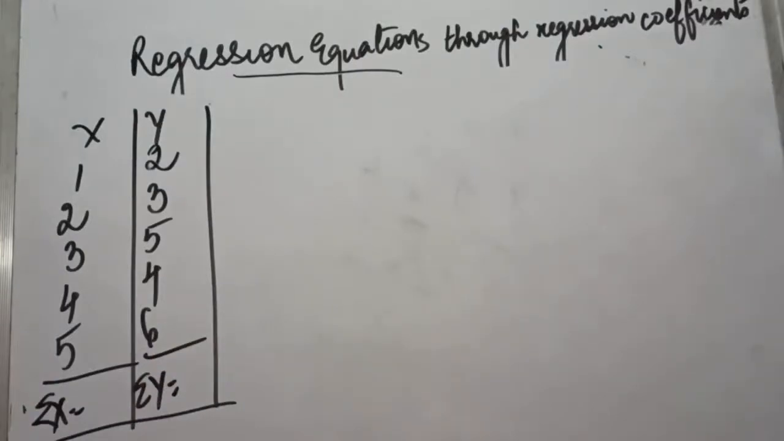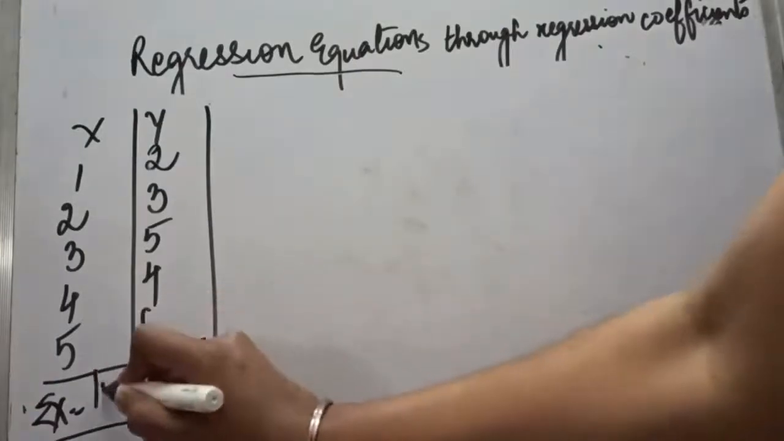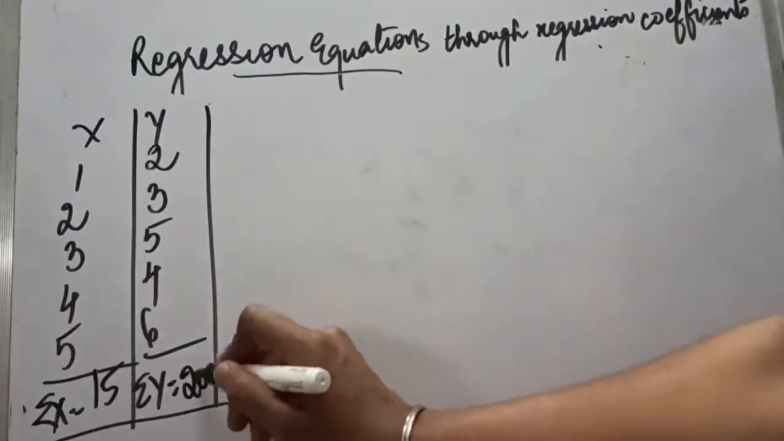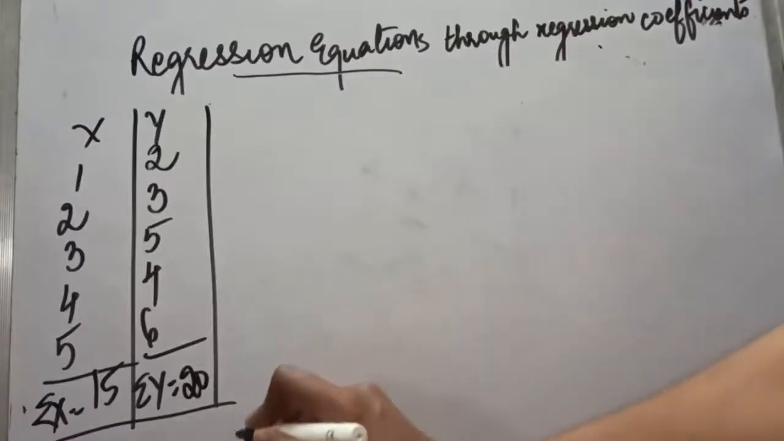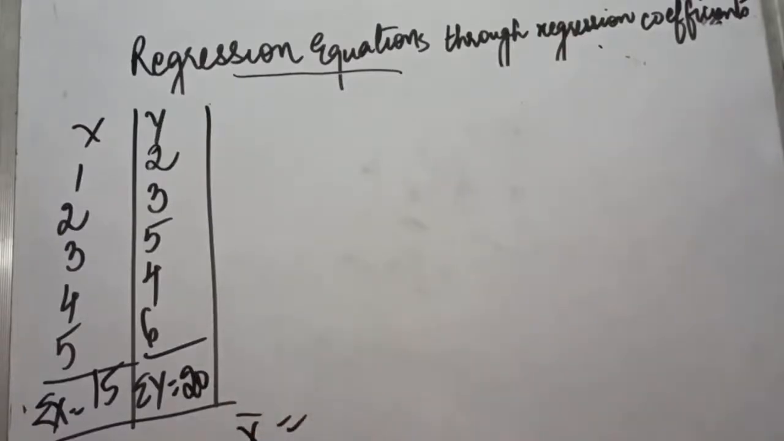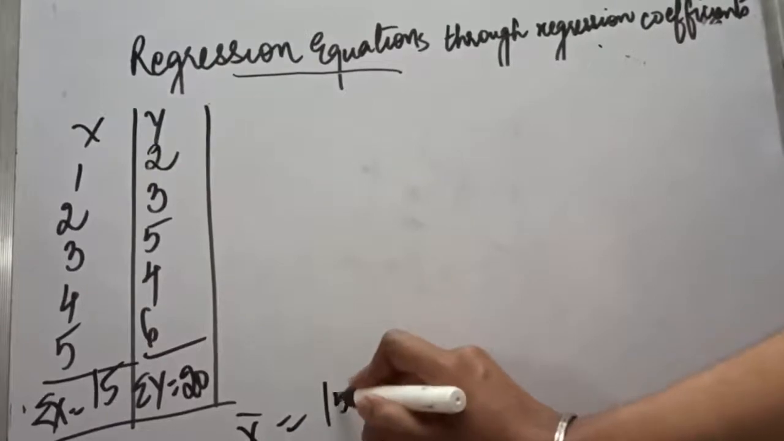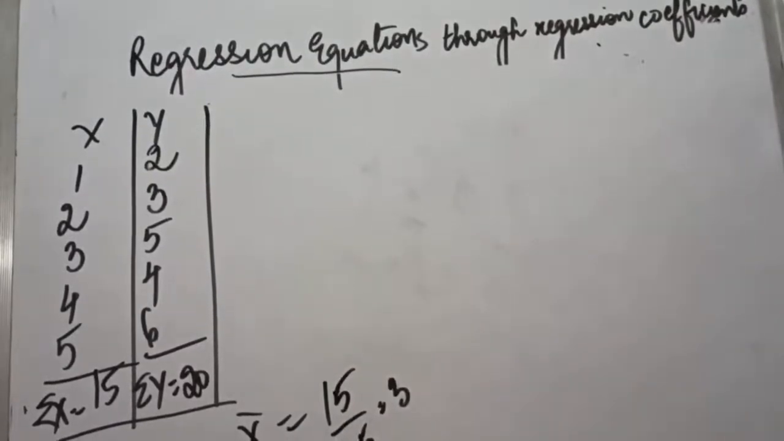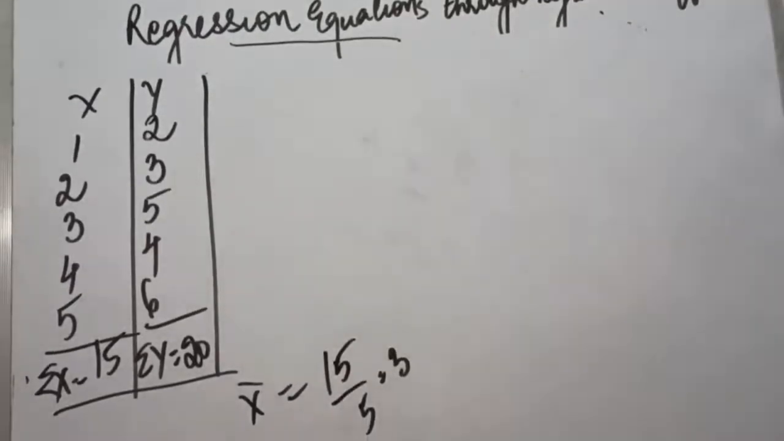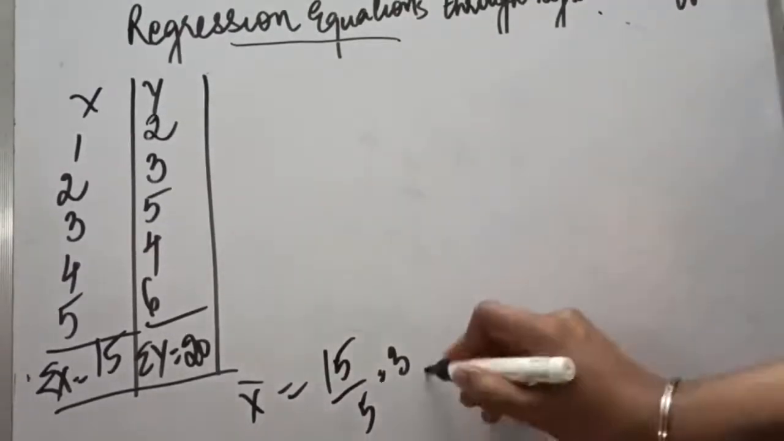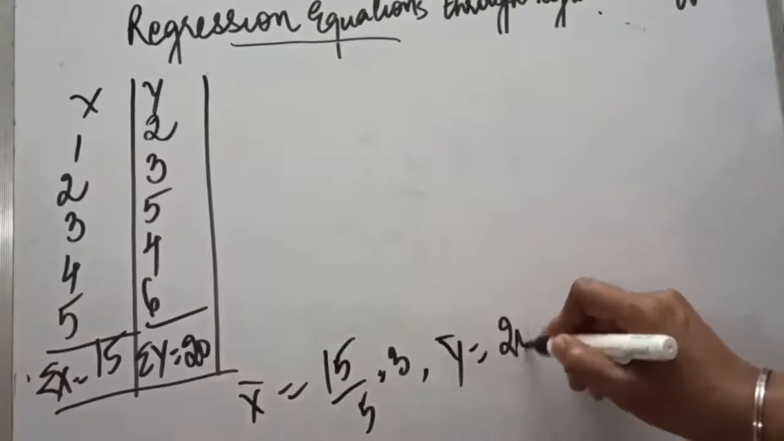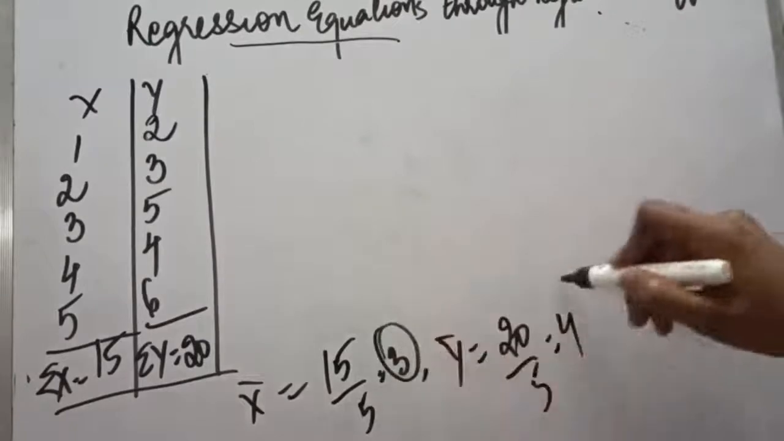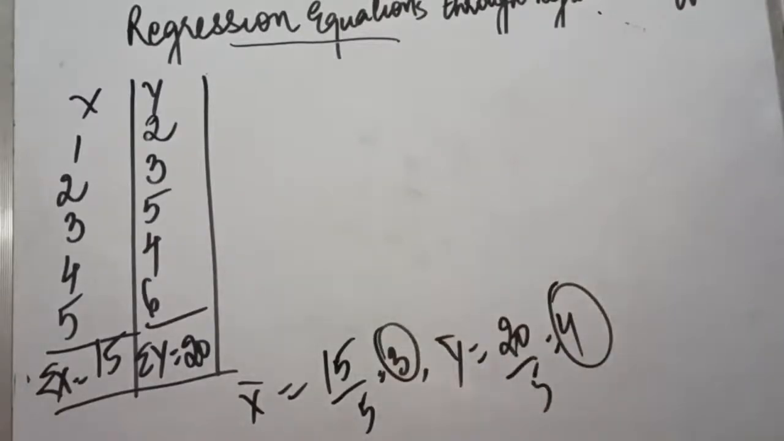Sigma x here comes out to be 15. Sigma y here comes out to be 20. So if we calculate the mean, x mean will be 15 by 5, that is 3. It is not in fractions, it is a complete figure, 3. Same for y mean, 20 by 5, it will be 4. So our actual means are coming out to be 3 and 4. So it is very easy to take.